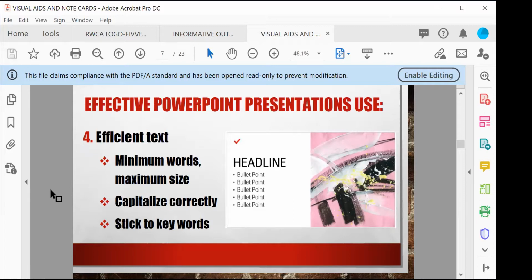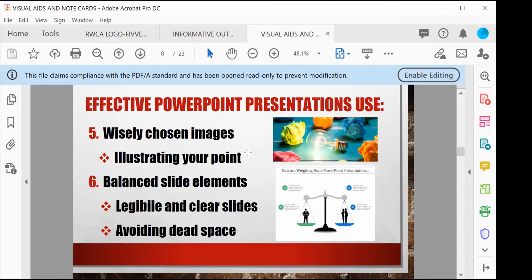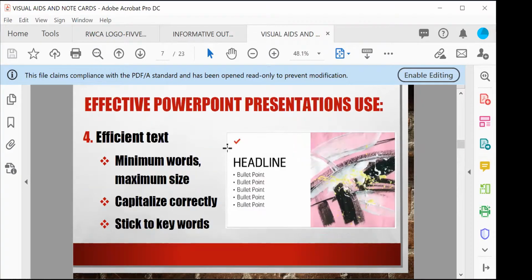Effective PowerPoints also use efficient text, minimum words with maximum size. You want to make sure that you capitalize each word at the very beginning correctly, and only use keywords. You're not using full sentences. When do they go into this? Okay, I'll just tell you here.